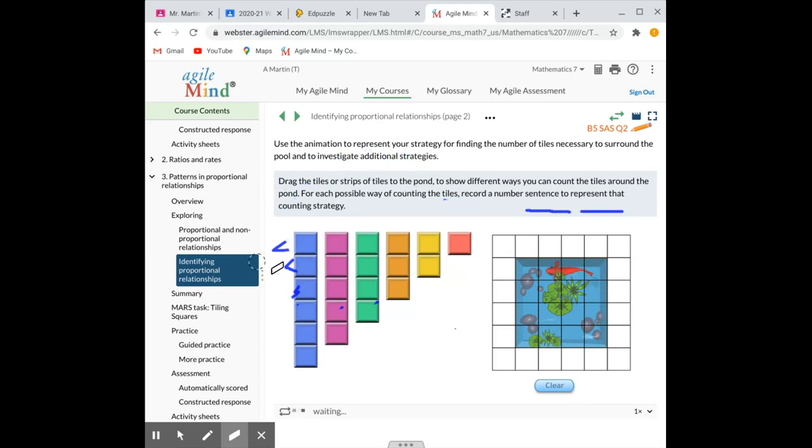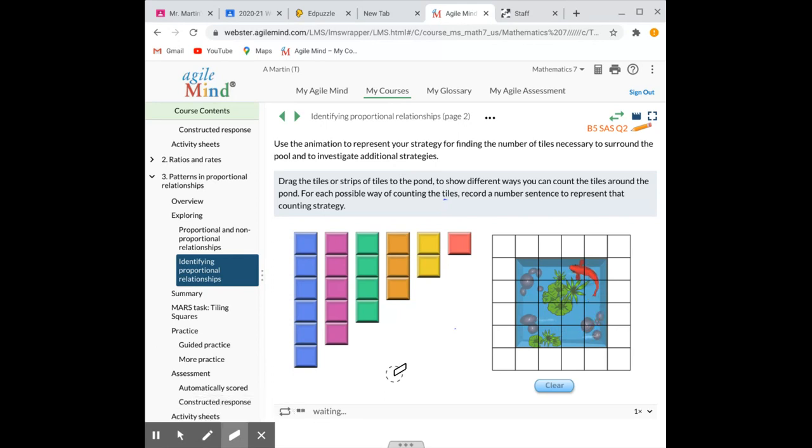All right, read what it says to do there, Laney, so we'll know what to do. Right here in the light gray. Drag the tiles or strips of tiles to the pond to show different ways you can count the tiles around the pond. For each possible way of counting the tiles, record a number sentence to represent that counting strategy. All right. So everything that we do, we're going to record on question 1 in the workbook.